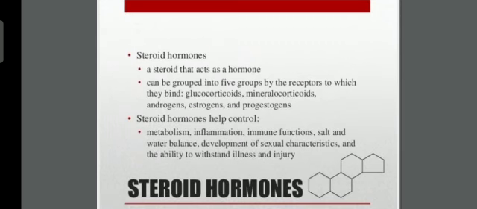Next one is steroid hormones. A steroid that acts as a hormone can be grouped into 5 groups by the receptor to which they bind: glucocorticoids, mineralocorticoids, androgens, estrogens, and progestogens. Steroid hormones help control metabolism, inflammation, immune functions, salt and water balance, development of sexual characteristics, and the ability to withstand illness and injury.